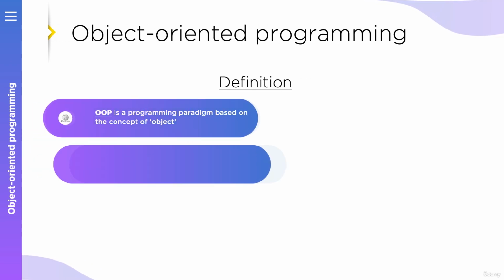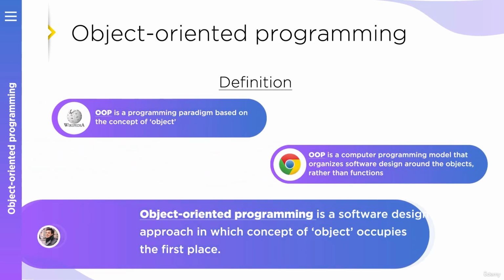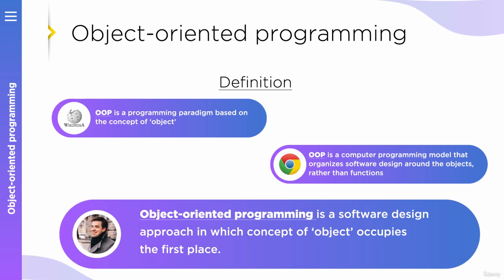There are multiple definitions of what OOP is. I am going to share with you different ones and my own. Wikipedia tells us that OOP is a programming paradigm based on the concept of object. Another definition of OOP is the next one: OOP is a computer programming model that organizes software design around objects rather than functions. This definition clearly describes the difference between OOP and functional programming. We'll talk about functional programming a little bit later.